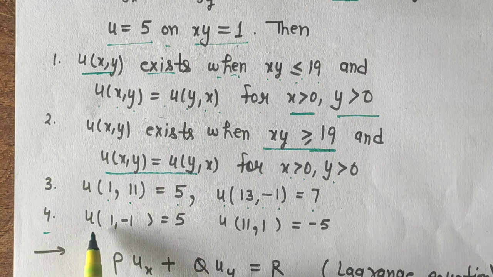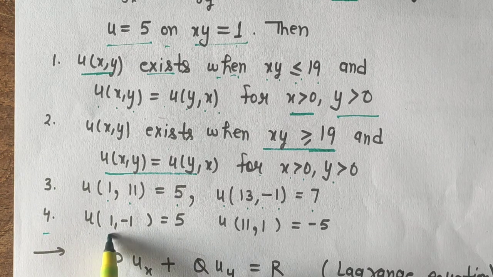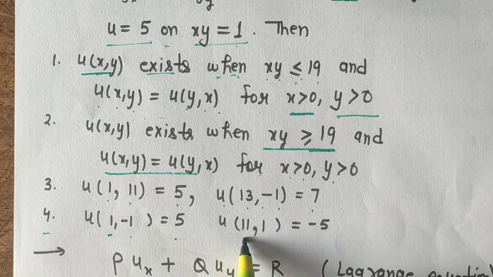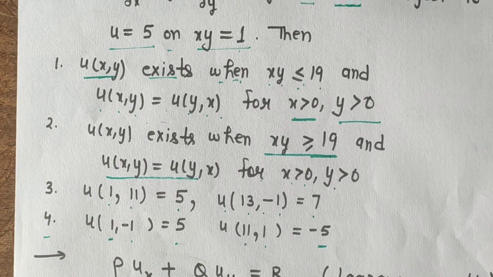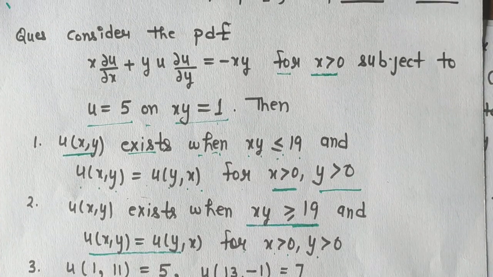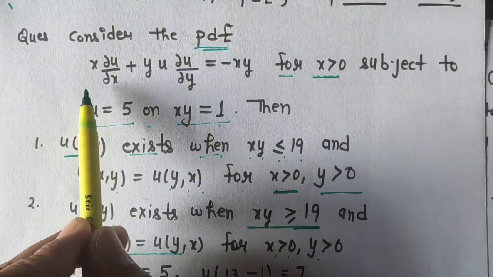The fourth option says that the value of u(x,y) at (1,-1) is equal to 5 and the value of u(x,y) at (11,1) is -5. In this question we have to find the solution of the partial differential equation.